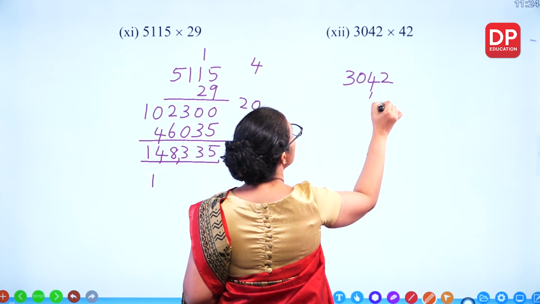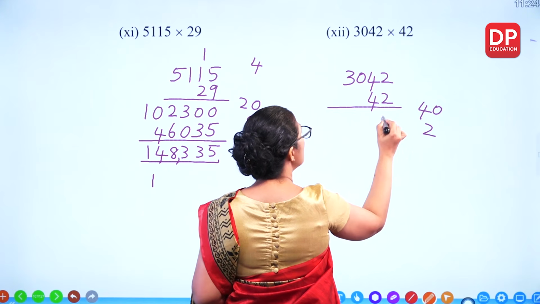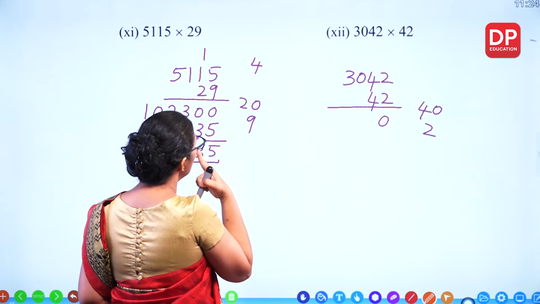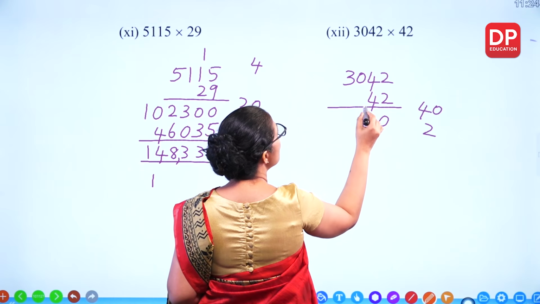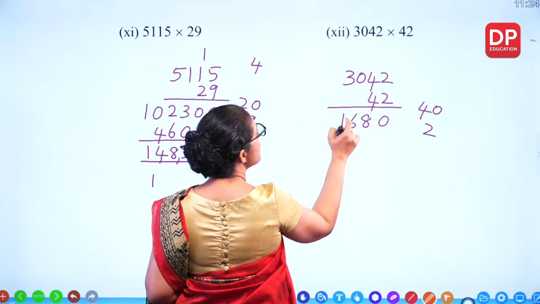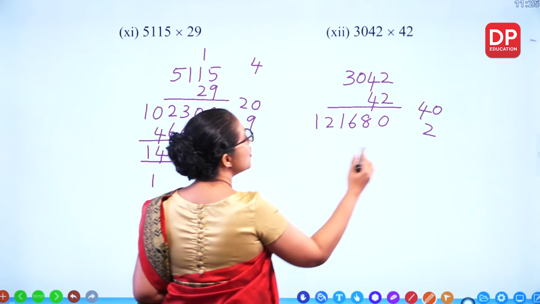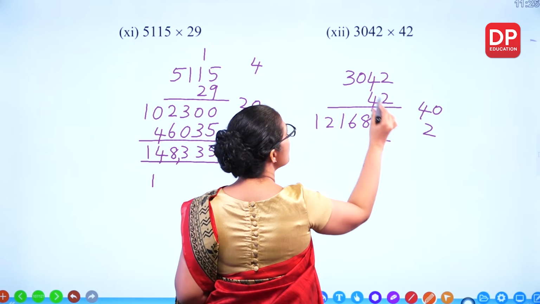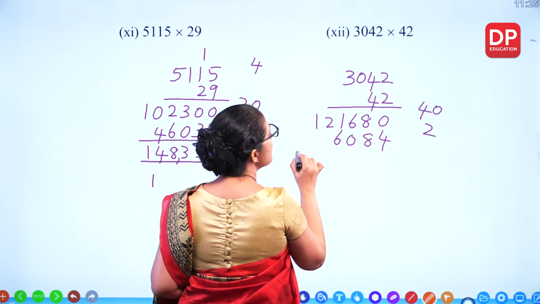3,042 multiplied by 42, 40 and 2. Multiplied by 4, put a 0 and multiply by 4. 4 times 2, 8. 4 times 4, 16. 4 times 3, 12. 2 times 2, 4. 2 times 4, 8. And 2 times 3, 6.